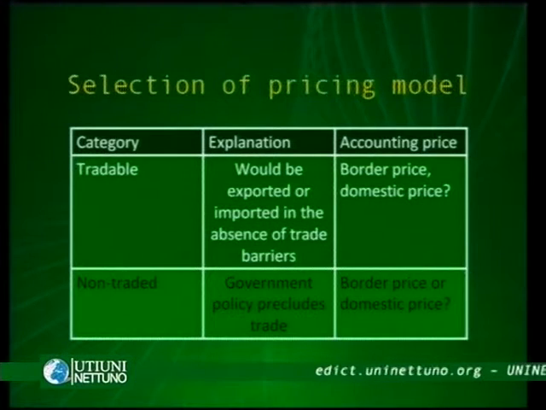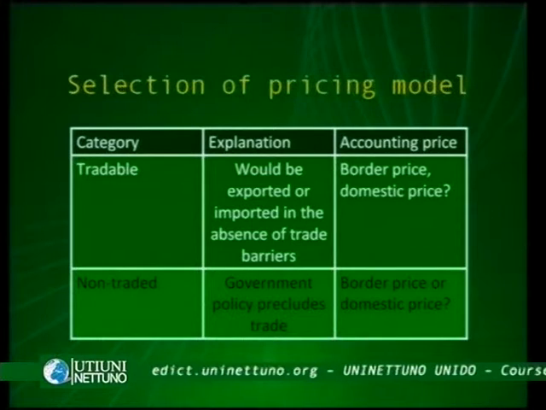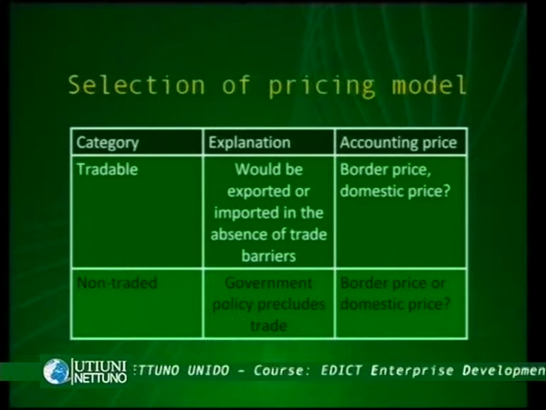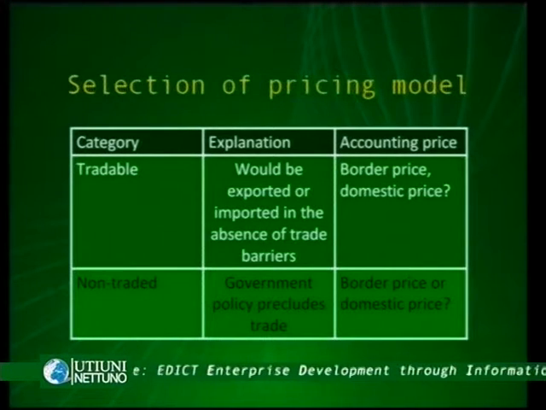So the two cases that create problems are tradable goods and non-traded goods. We say that tradable goods are goods that are not traded at the moment but will be exported or imported in the absence of trade barriers.